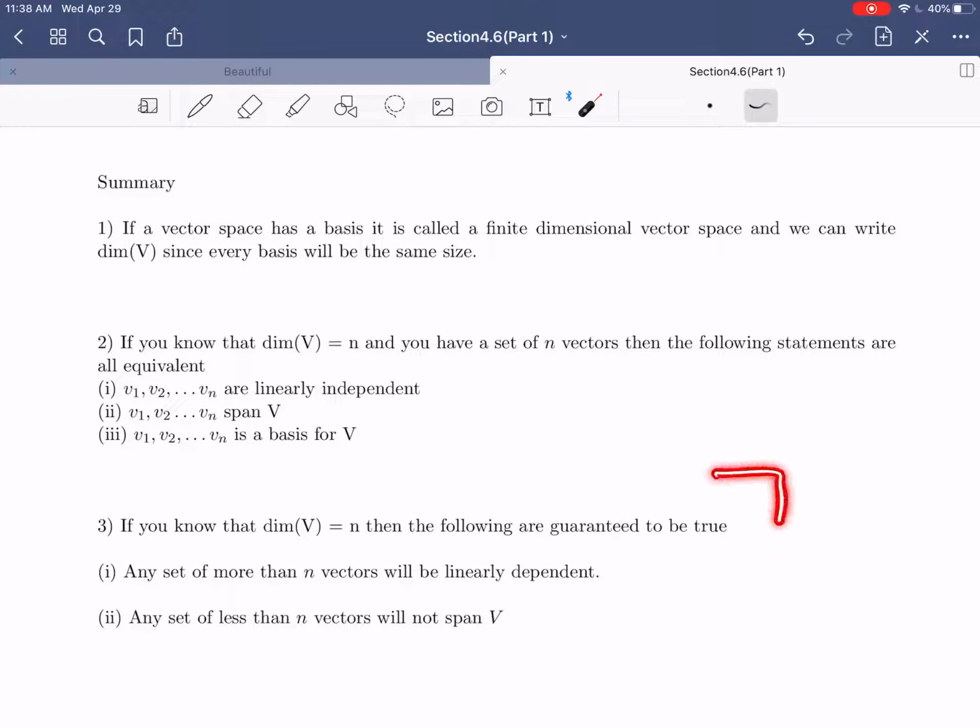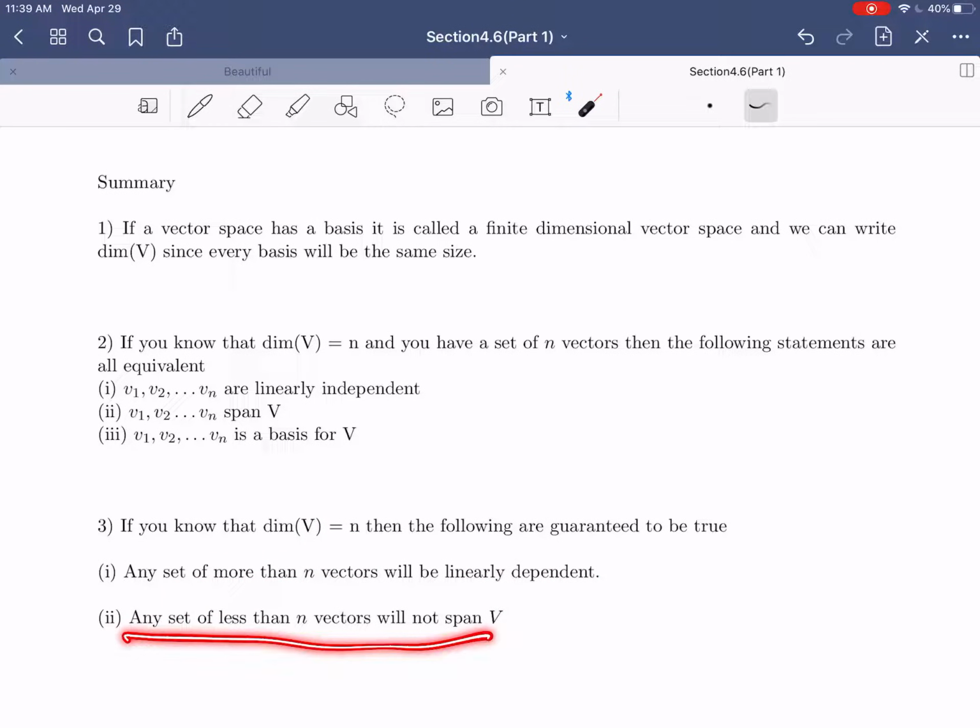All right, the third and final statement basically says what happens when you differ from the dimension. So if you know that the dimension is equal to n, then anytime you have more than n vectors, you automatically are linearly dependent. That should sort of make sense. This is the size of the vector space. If you take more things than the size, then some of them must depend on the others. There's just not enough flexibility for all of them to be independent. So anytime you have more than the dimension, you automatically are dependent.